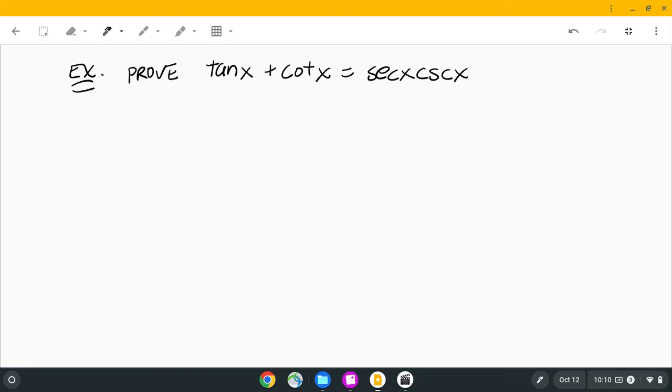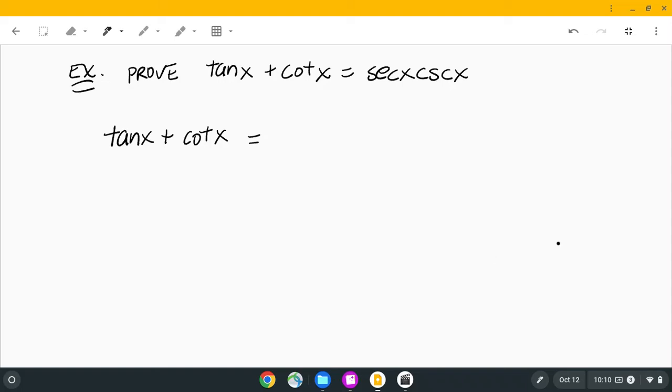Okay, I'm gonna choose the left side. Tangent x plus cotangent x. Sometimes if they're equally complex and you start with one side and you feel like you're not getting anywhere, maybe start the problem over and try starting with the other side.